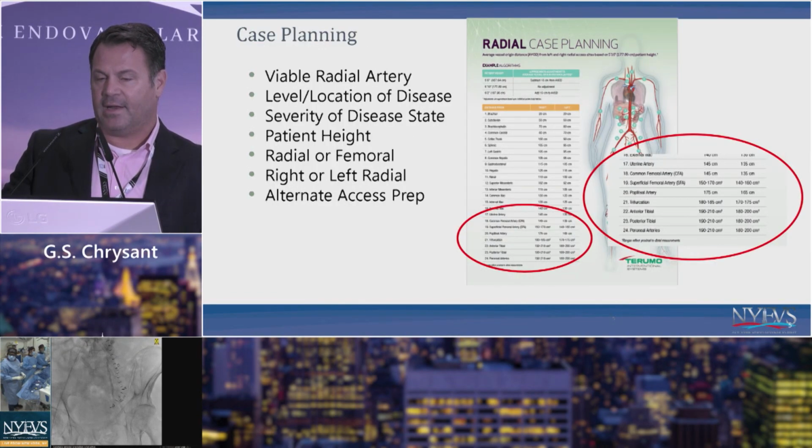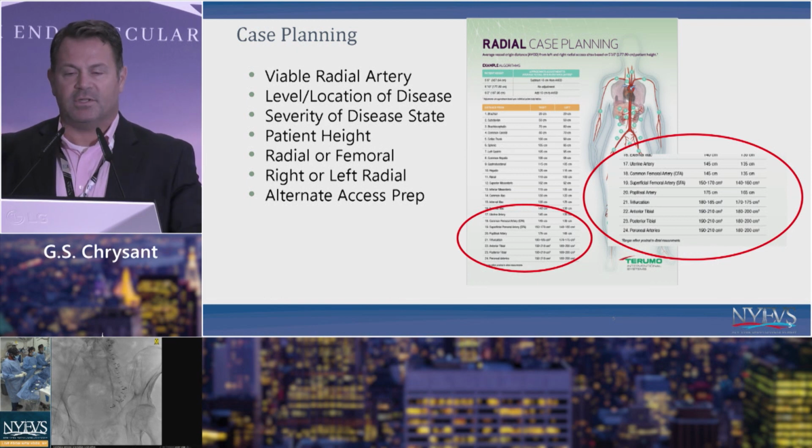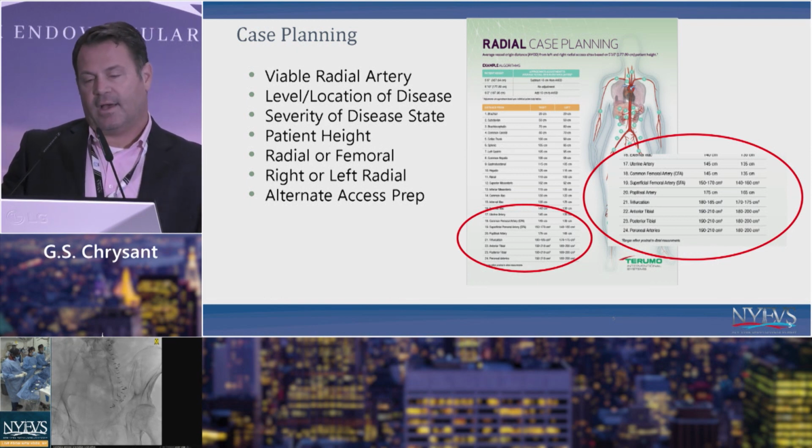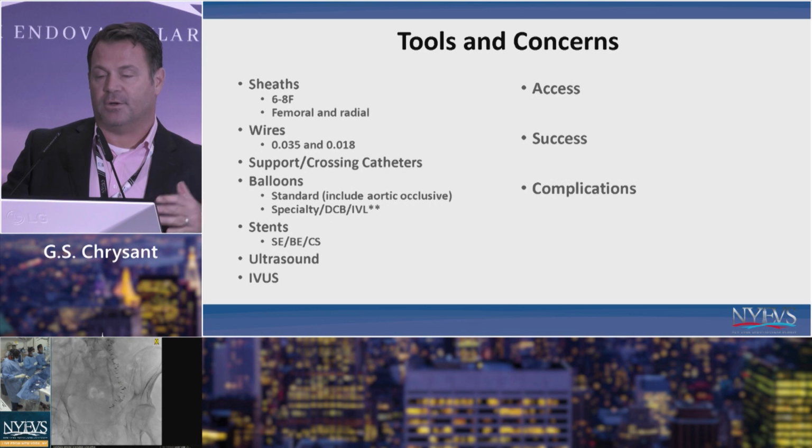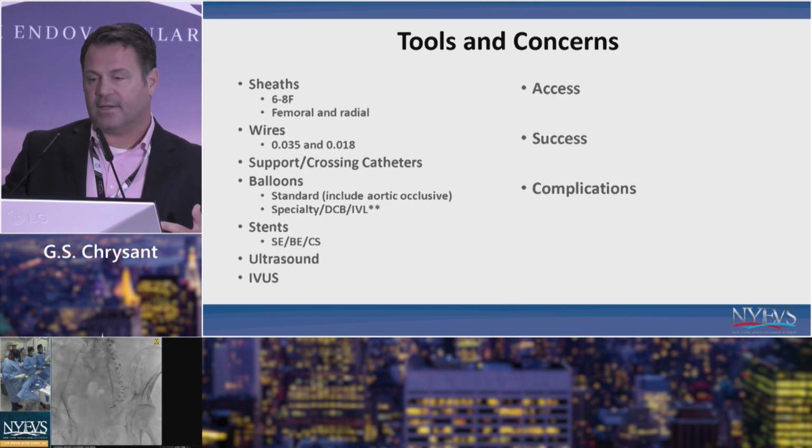And when you're case planning, you just need to know all of this stuff ahead of time. You need to know what your radial artery status is. You need to know how much disease you have and at what level, how severe it is, the complexity of the lesion. Patient height comes into play, especially when you're talking about radial access. And then you just got to figure out how many access sites you need and prep as many sites as you can. Because when you're doing these cases, you need to have your tools and then you need to have your concerns, right? So you need to always be concerned about your access.